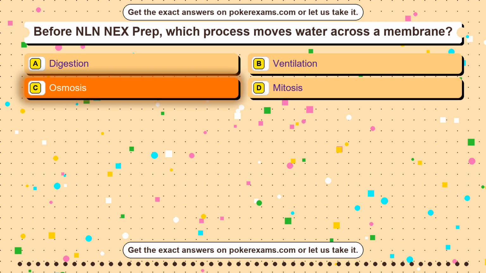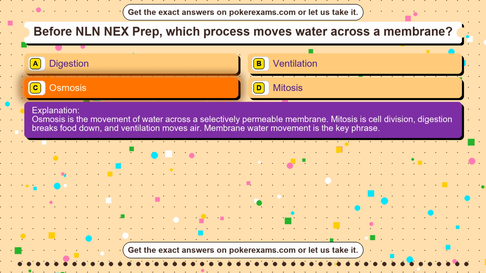The correct answer is option C. Osmosis. Osmosis is the movement of water across a selectively permeable membrane. Mitosis is cell division, digestion breaks food down, and ventilation moves air. Membrane water movement is the key phrase.